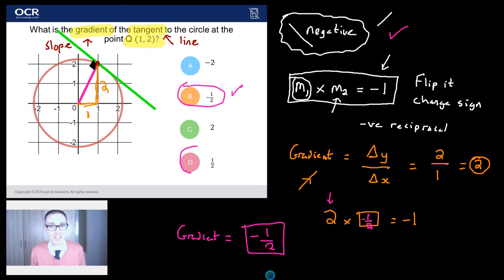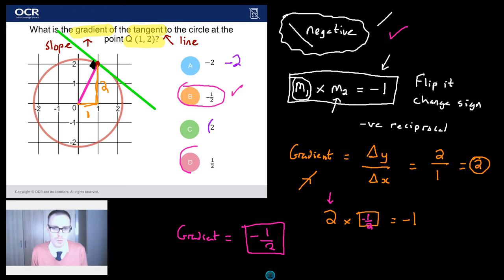Where might -2 come from? Well, I reckon you might go for -2 if you work out the gradient of your radius as 2, and then you think, well, the tangent is just the negative of that. So you've got 2 as your gradient of your radius. I'll stick a minus in, -2, that sounds about right. It's not right, it's the negative reciprocal.